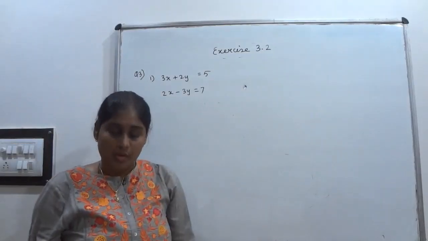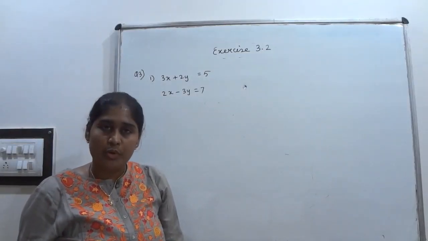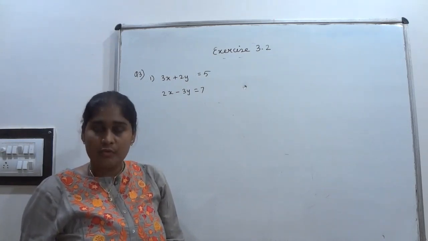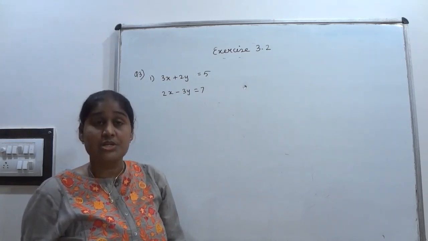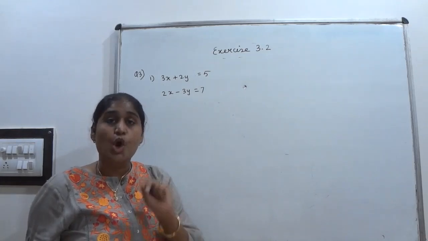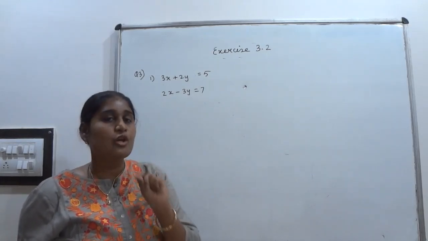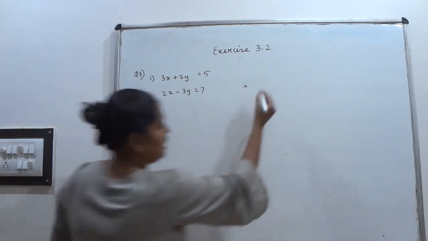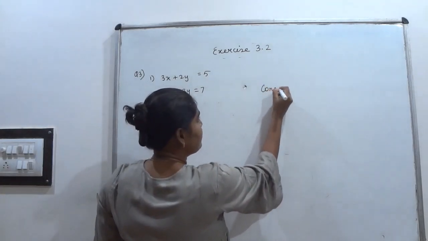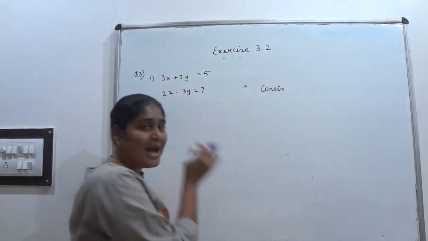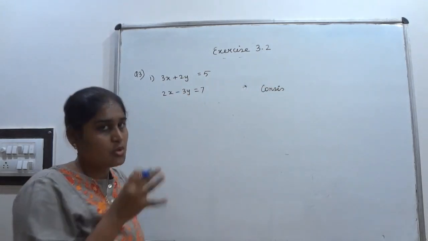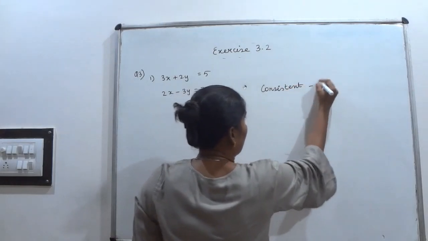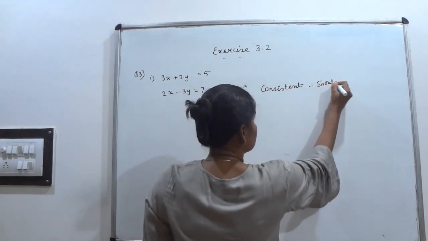Question number 3. On comparing the ratios A1 upon A2, B1 upon B2 and C1 upon C2, find out whether the following pair of linear equations are consistent or inconsistent. First of all, you should know what is consistent and what is inconsistent. I am writing here, consistent means a pair of equations should have solutions.